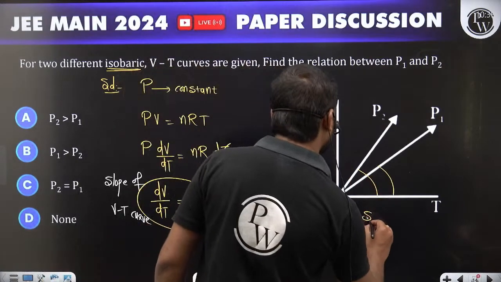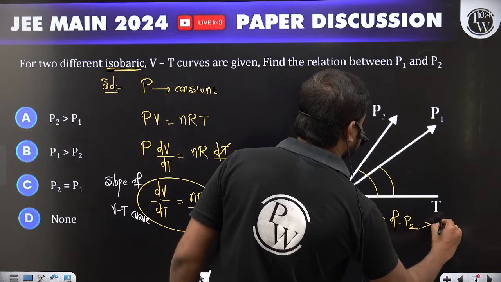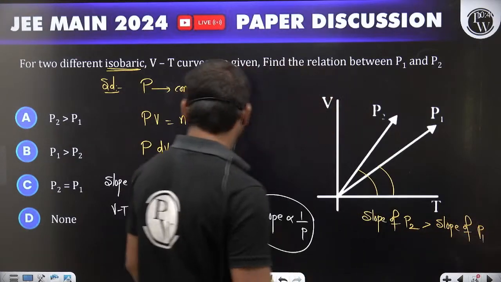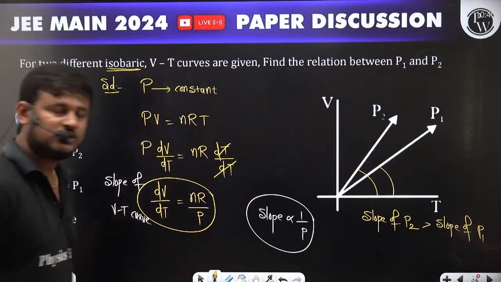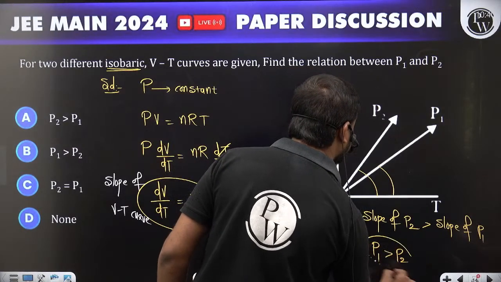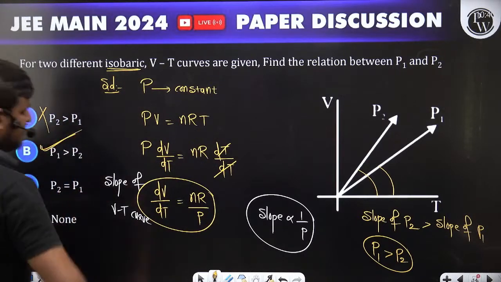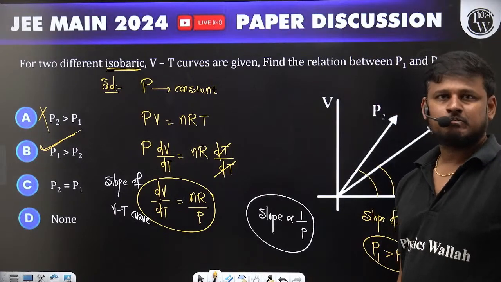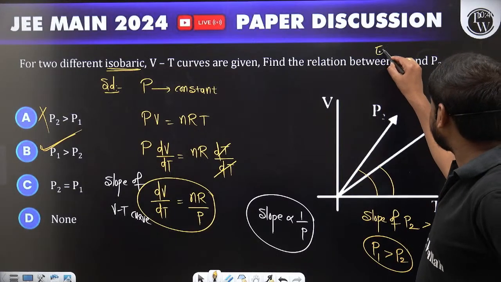So the slope of P2 is greater than the slope of P1, right? The slope is inversely proportional to P, so obviously I can say that P1 will be greater than P2. The final answer: P1 will be greater than P2. Option B is the correct one. Done? Chalo, this question is also an easy one.